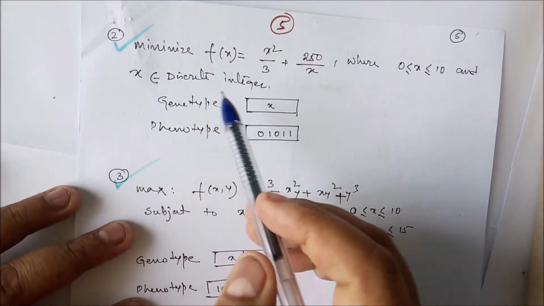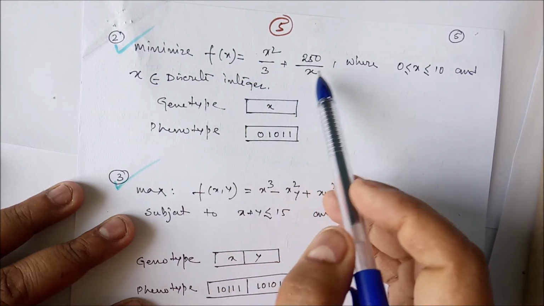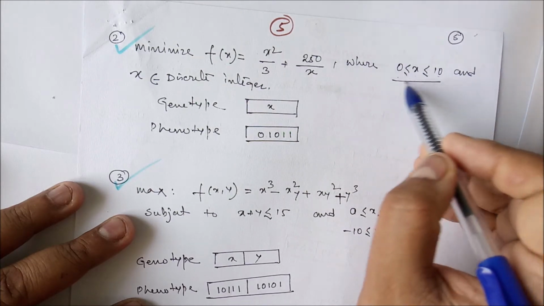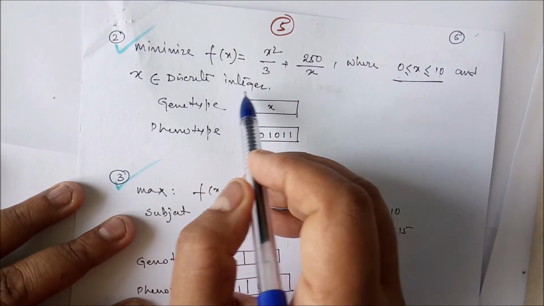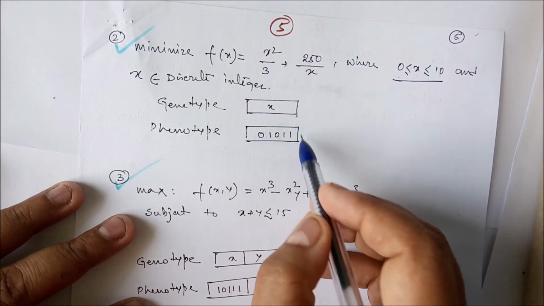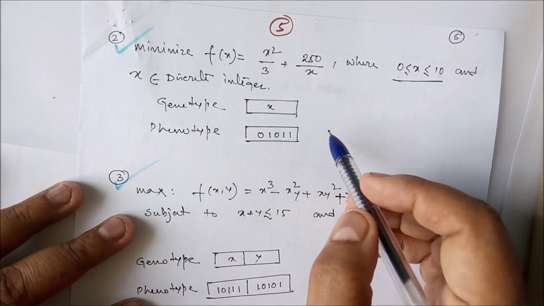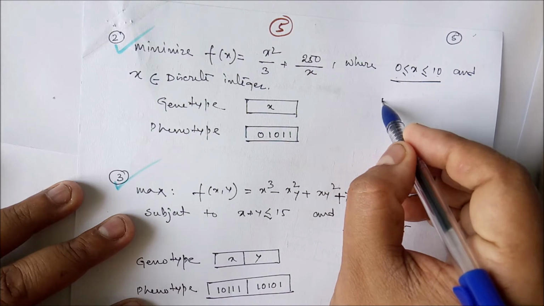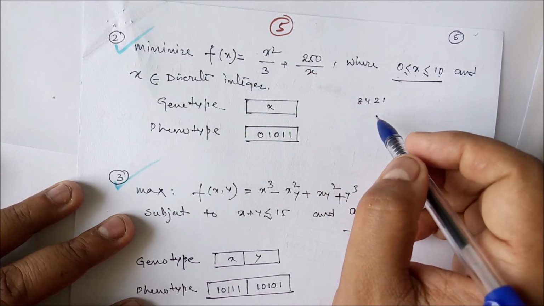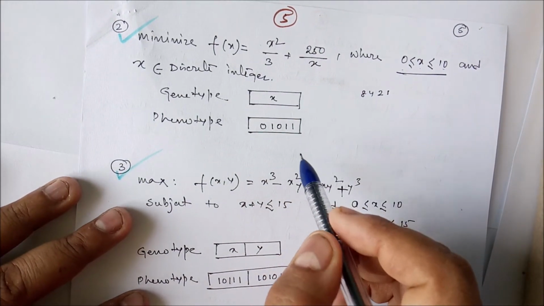In another example, suppose maximize f(x), where f(x) is equal to x squared by 3 plus 250 by x, where x varies from 0 to 10. So this is the constraint, and x is a discrete value. So what we can do, we can convert this x into binary. Okay, so x varies from 0 to 10. To represent 10, say 1, 2, 4, 8, we need 4 bits. Okay, so we may take 4 bits or 5 bits.